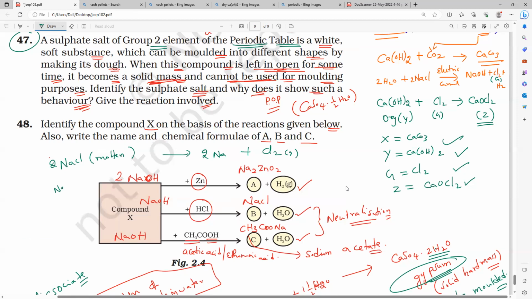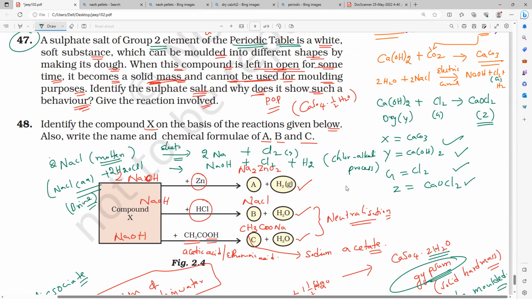But if you take the aqueous state, that is brine solution, what will happen? We get three products: sodium hydroxide, chlorine gas, and hydrogen gas. This is what we call the chloralkali process. So in the exam, if they ask you molten, take this equation. If they ask you brine solution, we have to take the chloralkali process.